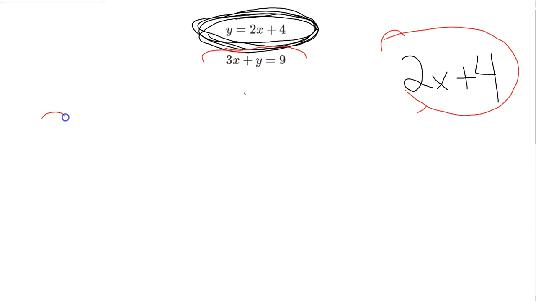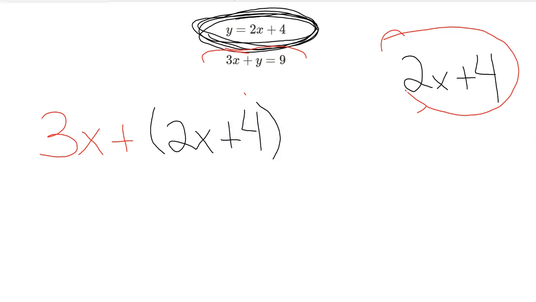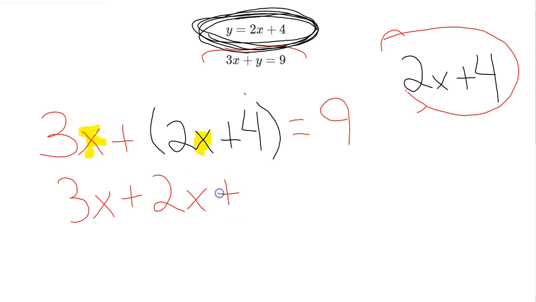So I've got my 3x plus, and we're going to plug in 2x plus 4, and that whole thing is going to be equal to 9. Now if we look at this equation that we just created, we have one equation with only one variable. So it's going to make it much easier now to solve it. So I've got 3x plus 2x plus 4 equals 9.